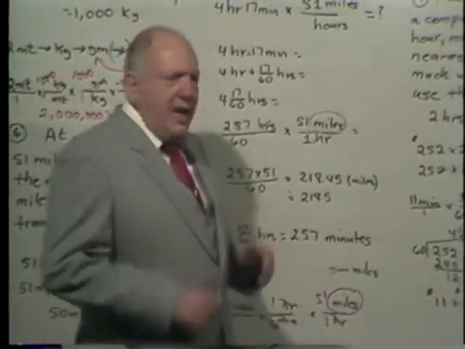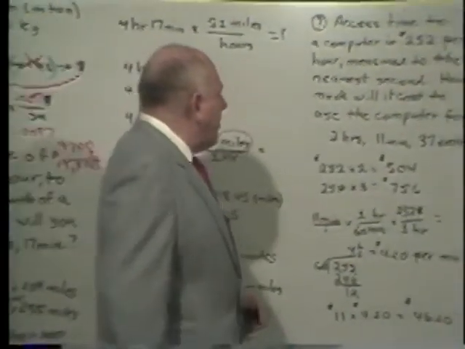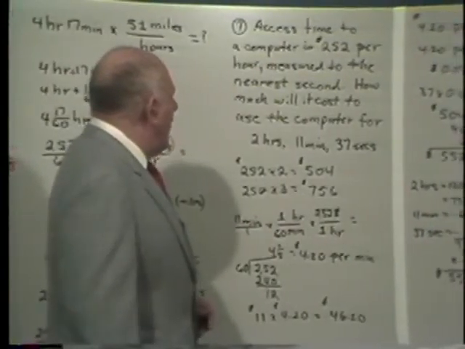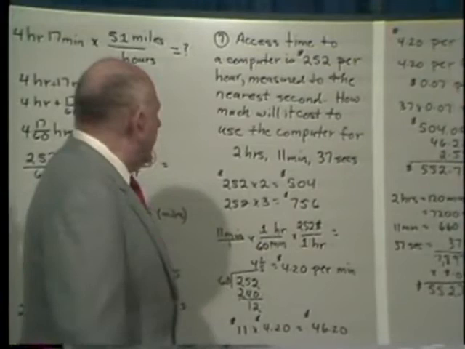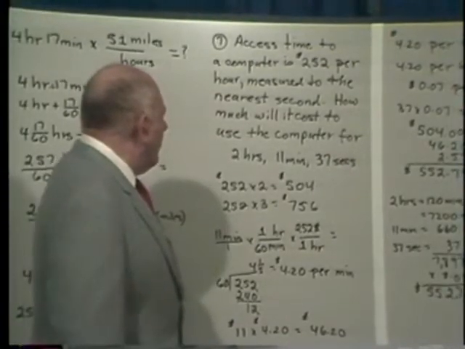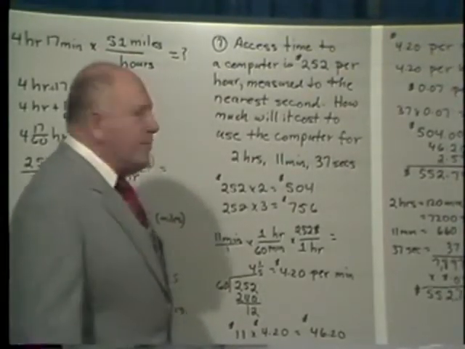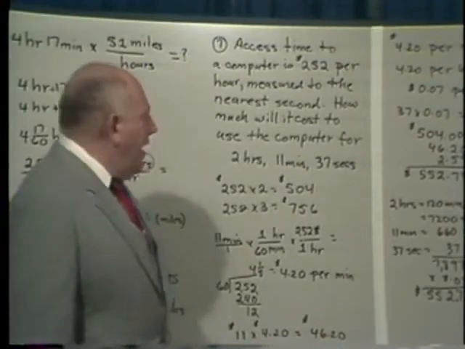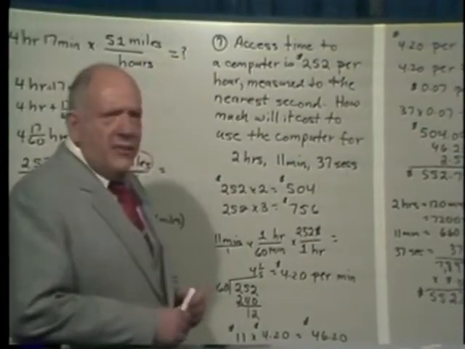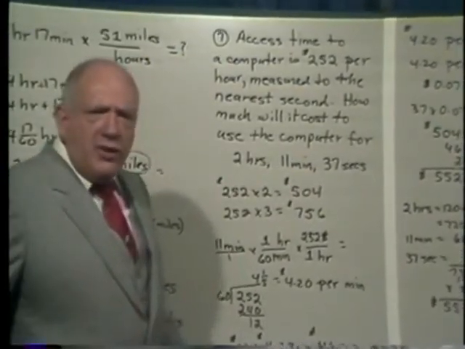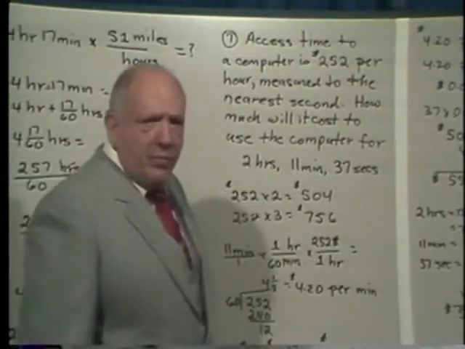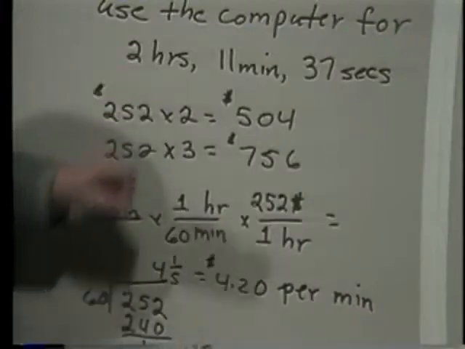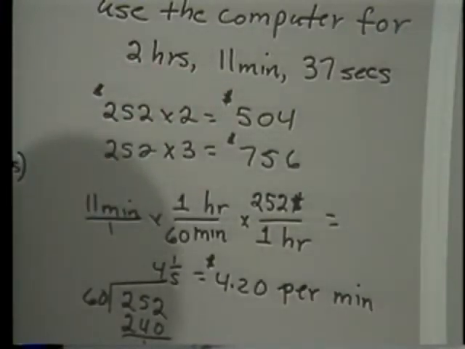Now let's look at a different kind of application. Access time to a computer is $252 per hour, and the time is measured to the nearest second. How much will it cost to use the computer for 2 hours, 11 minutes, and 37 seconds? I'm going to do this problem slightly differently from the rest, because I want to show you different ways of reasoning. I have students who read this as 3 separate problems. They say 2 hours, 11 minutes, 37 seconds, and they ask which problem do you want us to do?